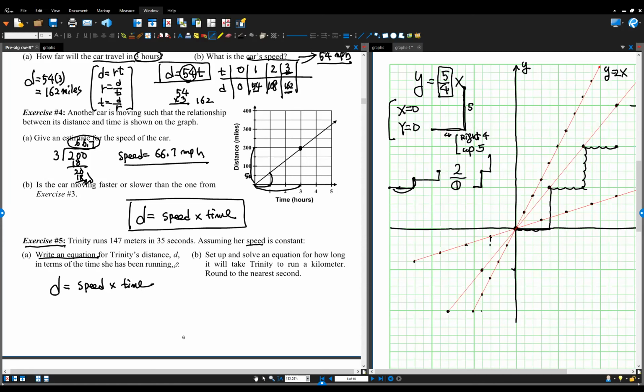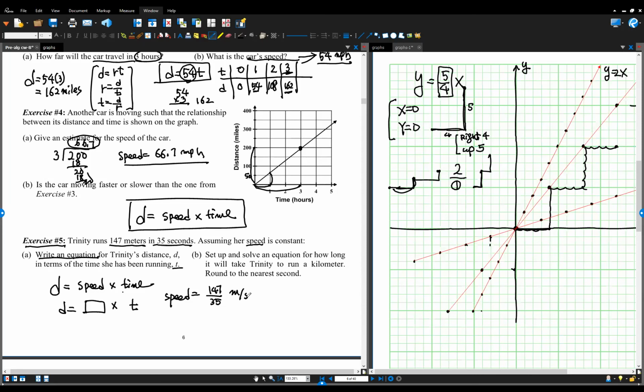An equation means, at any time t, usually this is t, we need the speed over here, right? With the speed, that is distance. How can you find the speed? You have the data over here. To travel 147 meters, it takes 35 seconds. Speed equals 147 over 35, isn't it? The unit is meters per second. That's the speed.